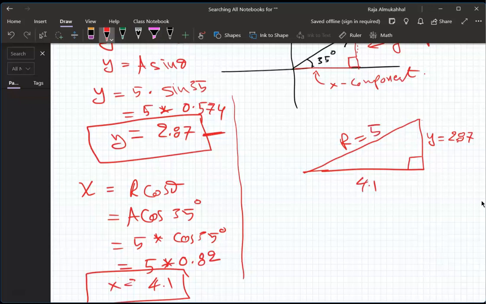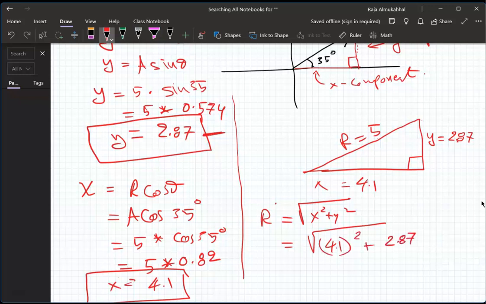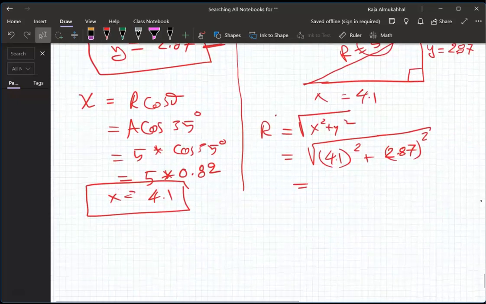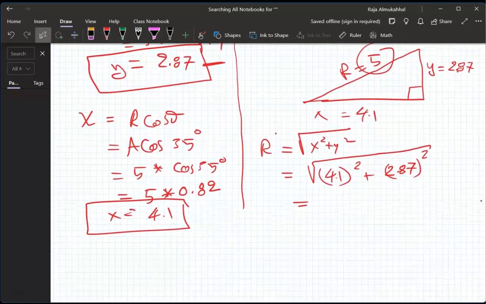How do I know that I've done it correctly? Well, we can use the Pythagorean theorem. What that means is that r is equal to the square root of x squared plus y squared. Let's try it. Basically what I'm saying is 4.1 squared plus 2.87 squared. If I do this and I get an answer of 5, then I've done it correctly. You see what I'm saying? So let's do that very quickly, just to make everything complete here.